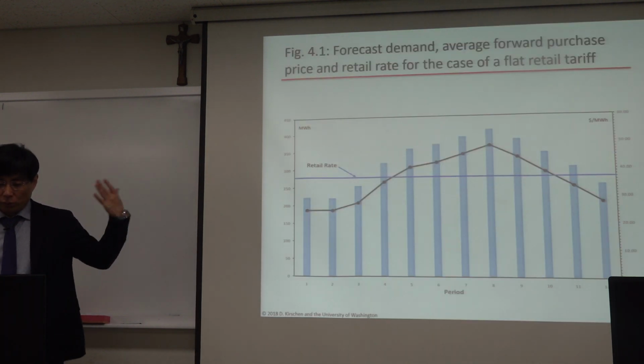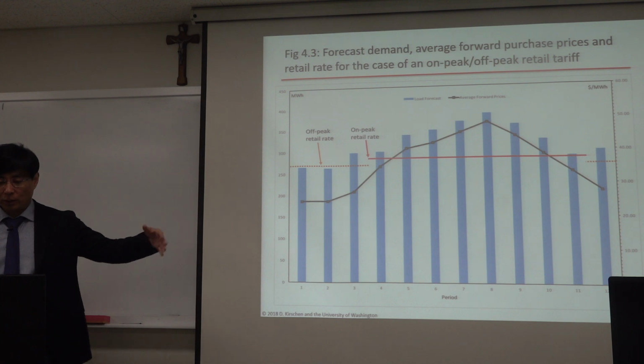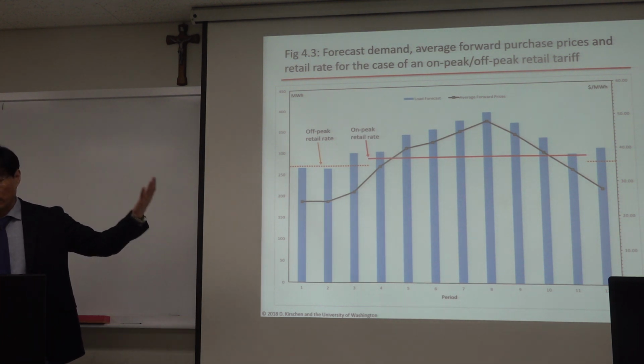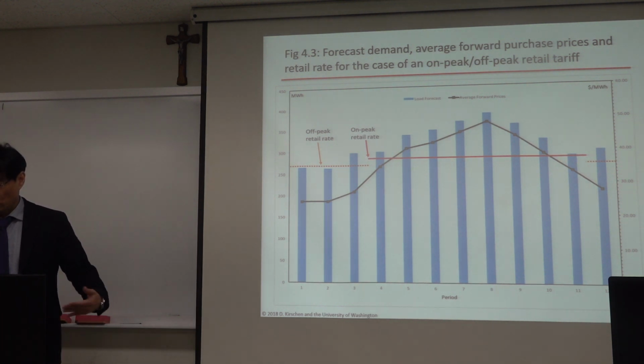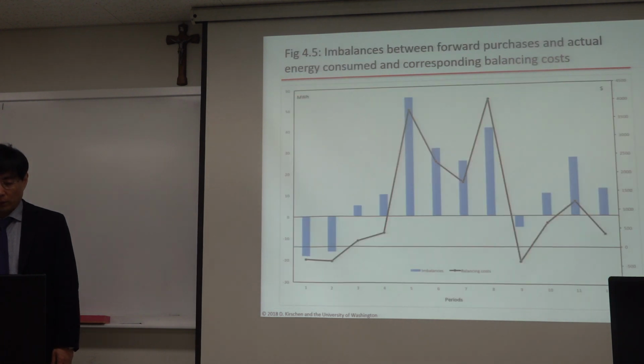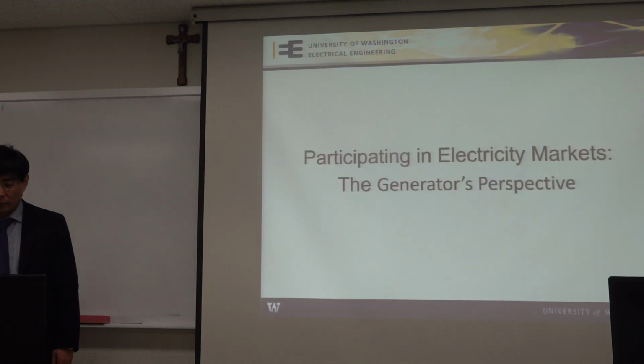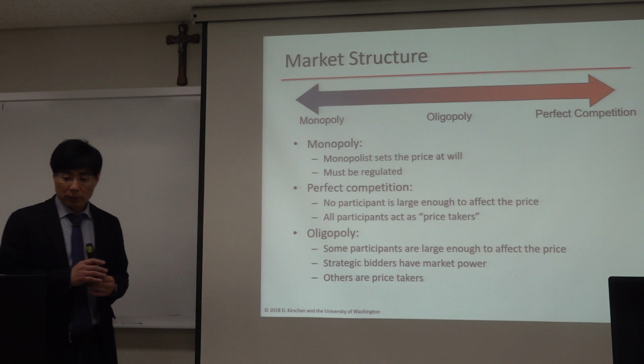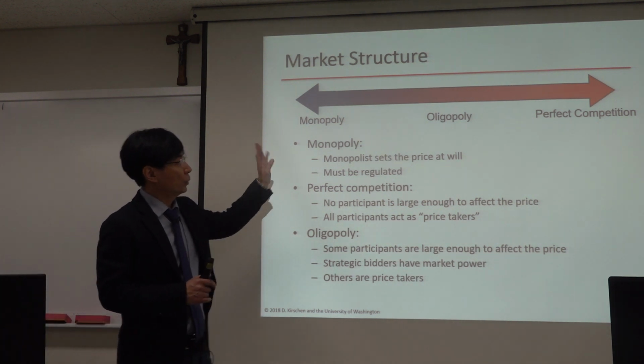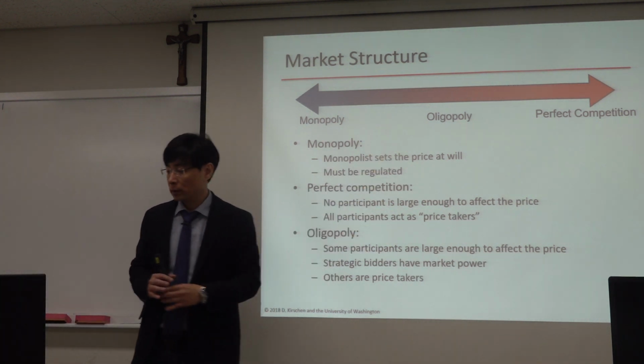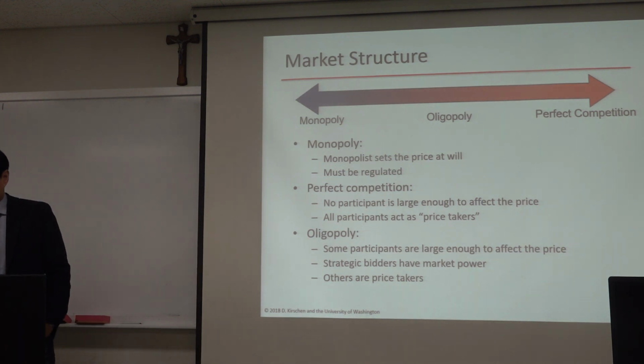Consumer, retailer needs to buy energy from the wholesale market and sell it to the retail consumers, and there is a price margin. So generator's perspective: monopoly, duopoly, oligopoly, and perfect competition. Last time we talked about perfect competition.